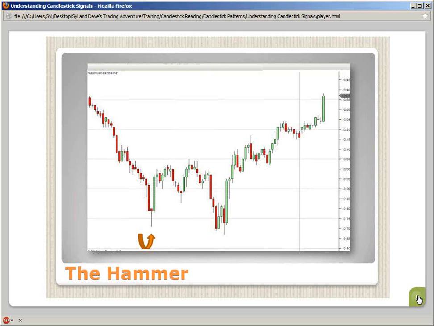Right? Did everybody think that? Is that what you saw? Okay, so there's the hammer again. Long, long shadow, a small real body.